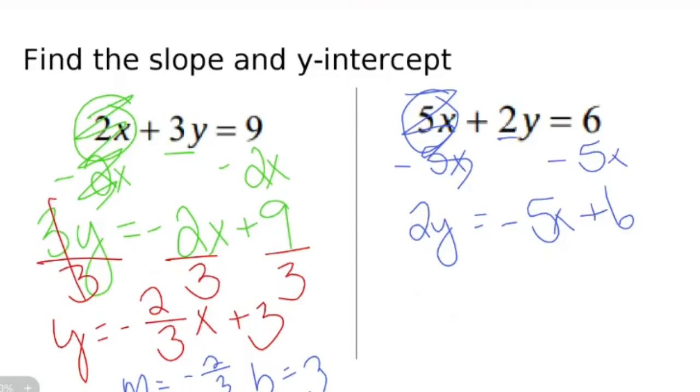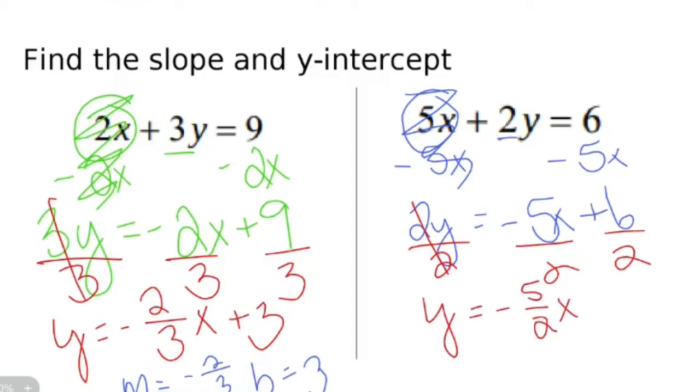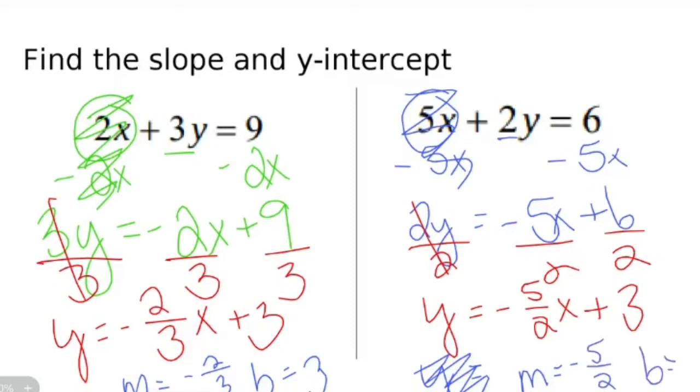Is y all by itself? No. What's in the way? 2. Divide everything by 2. Y equals negative 5 over 2x plus 6 over 2, which is 3. My slope is going to be negative 5 over 2, and my y-intercept is going to be 3.